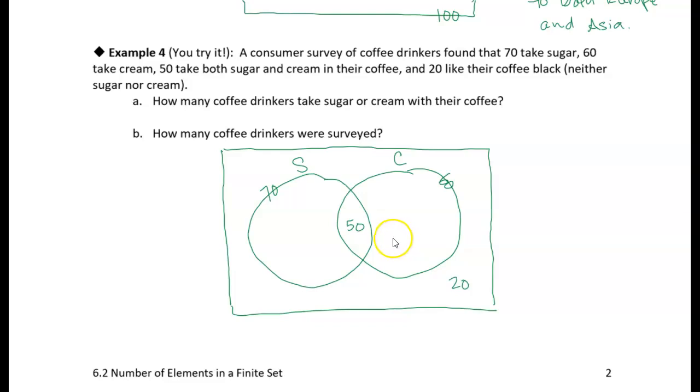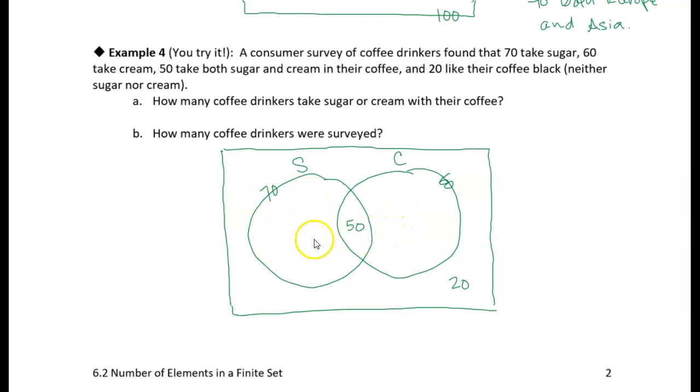The question we're asked is how many coffee drinkers take sugar or cream? So what that's asking is if you either take sugar or you take cream or both, you would fall into that sugar or cream group, right? Sugar or cream. Either way, you would be counted. So we're basically looking for the number of people in both of these sets, okay, all together.